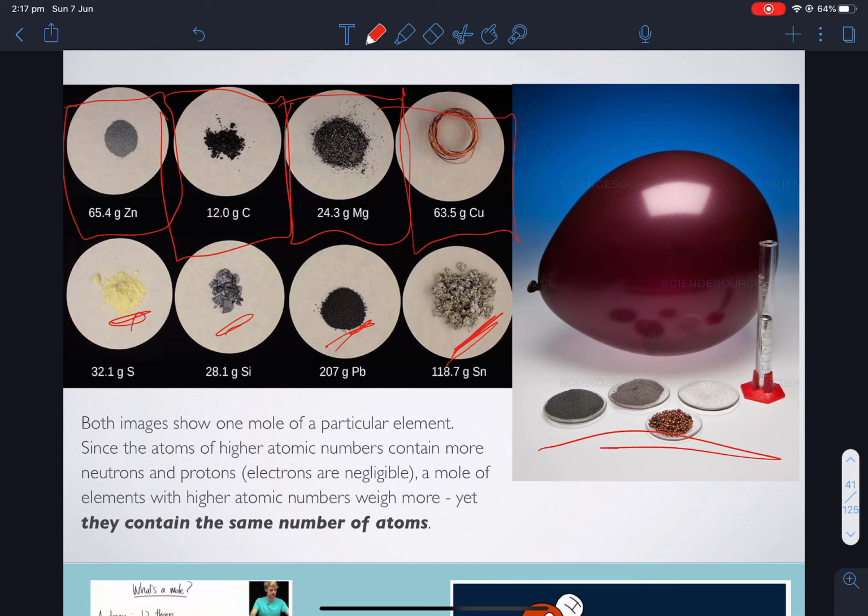Okay? And here's a different one, and I put this in here because we've got a liquid in here. So we can talk about the mass of a liquid, so we can link it through density. And we've got a volume of gas in that balloon. All of these contain the same number of atoms.